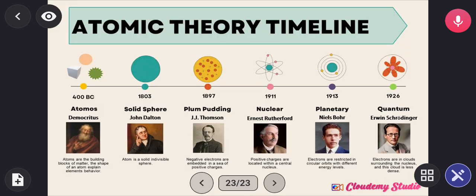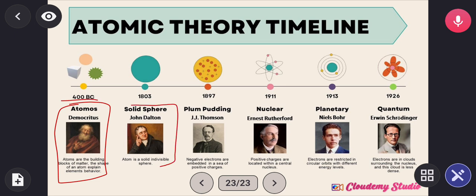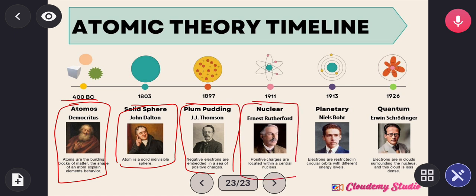So what we have talked about so far: we have talked about Democritus and Leucippus that described atoms in the year 400 BC. So this is the atomic timeline. We have 1803, that is John Dalton, that described atom as a solid sphere, and we have 1897, which is Thomson, that described an atom as plum pudding. We have Ernest Rutherford that described an atom as a nuclear atom or a planetary model of an atom.